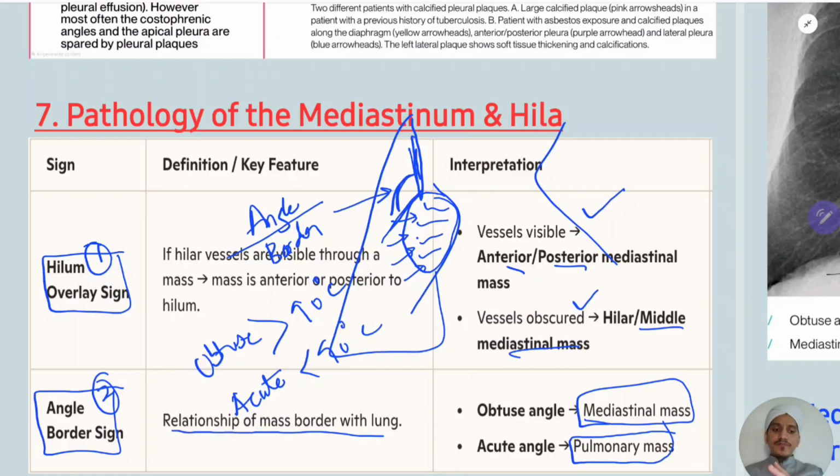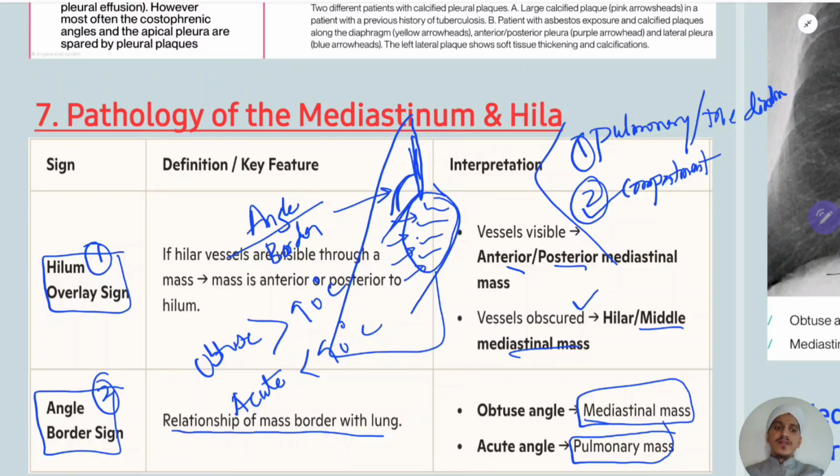So whenever there is a mass-like thing in the middle of the chest X-ray, the mediastinum, meaning from the top to bottom in the middle of the chest X-ray, first you analyze whether it is a pulmonary mass or a mediastinal mass. Number two, may it be pulmonary or mediastinal, in which compartment is that mass present? Whether it is in the anterior mediastinum, the middle mediastinum, or the posterior mediastinum. Okay. So that is about angle border.